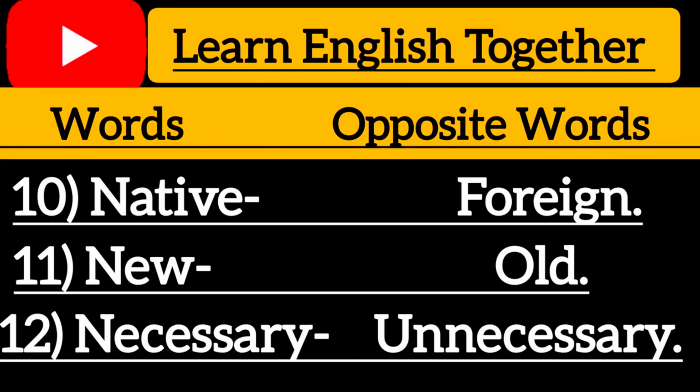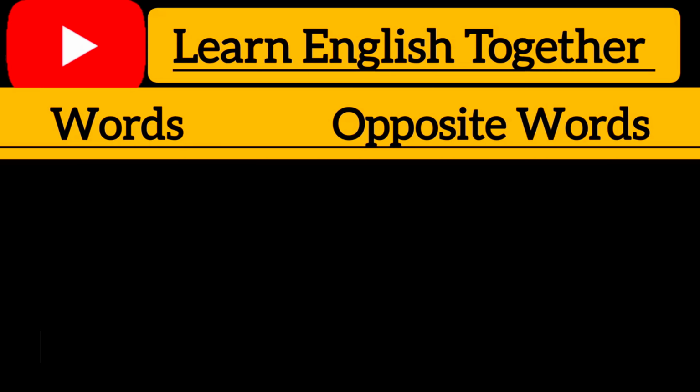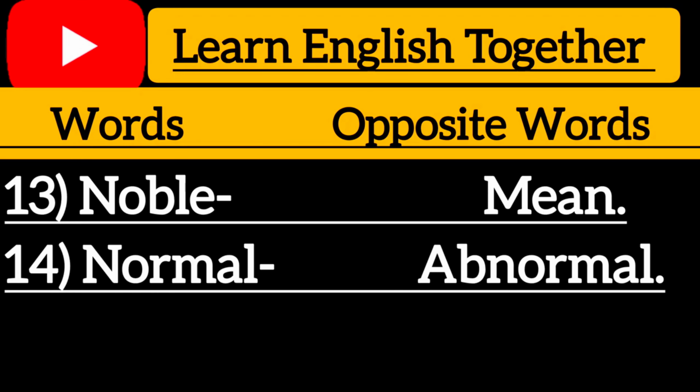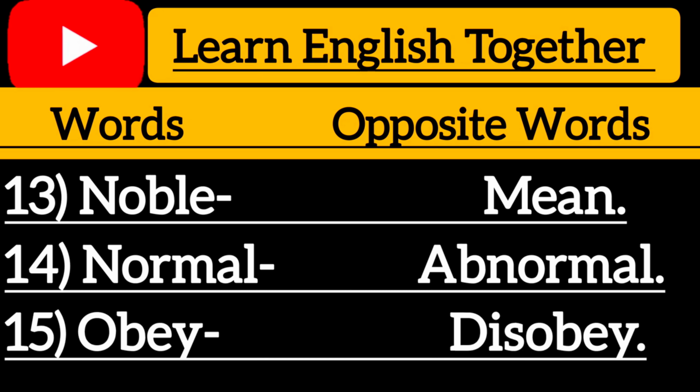Number 12, necessary. Opposite word is unnecessary. Number 13, noble. Opposite word is mean. Number 14, normal. Opposite word is abnormal. Number 15, obey. Opposite word is disobey.